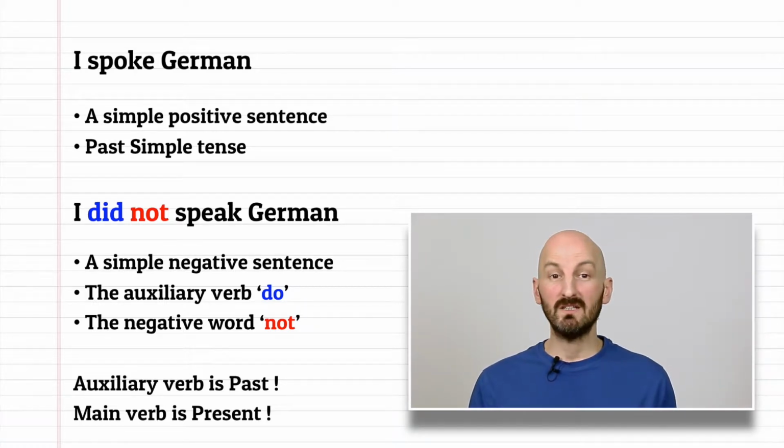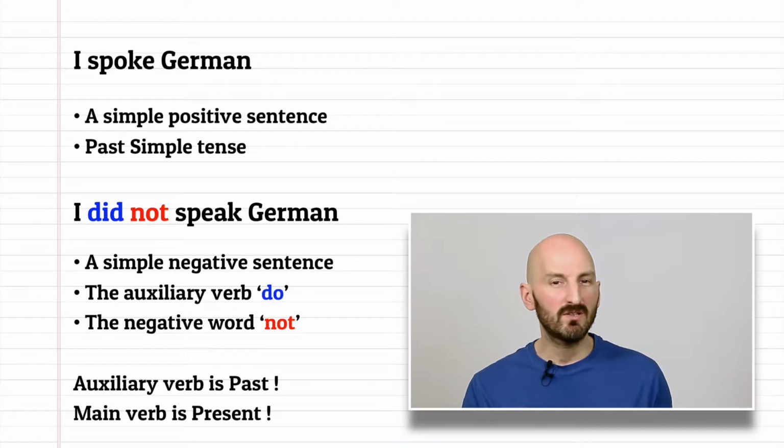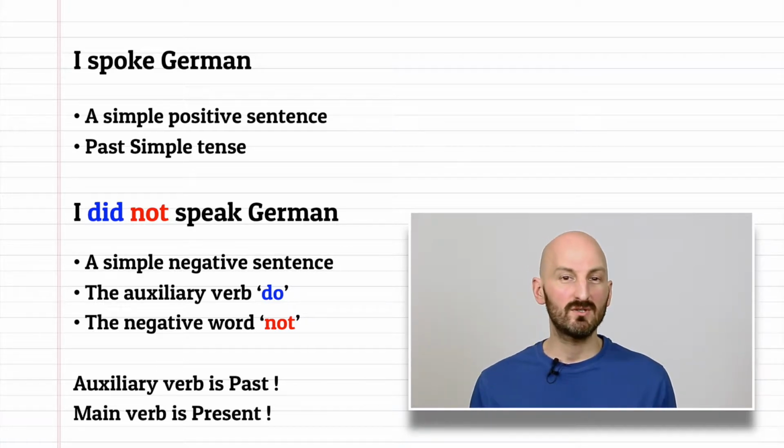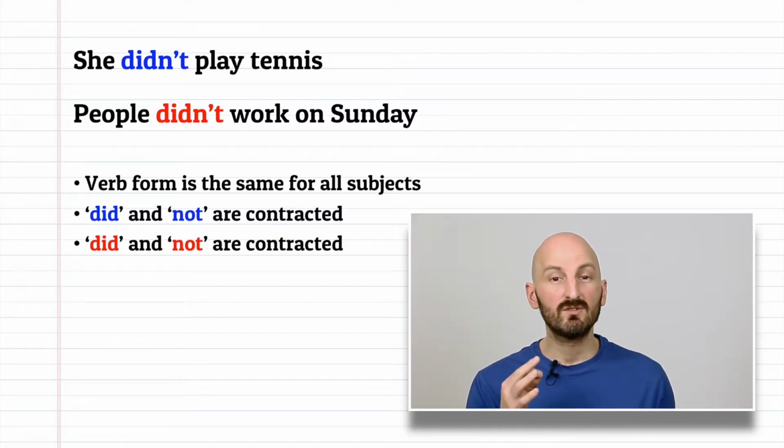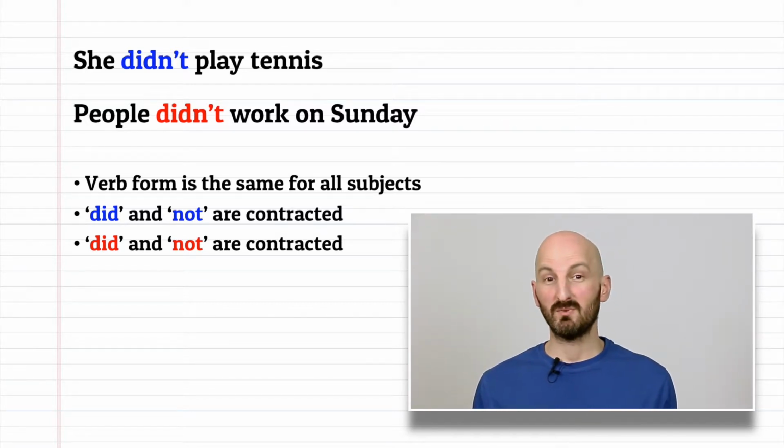I did not speak German. This can be a bit confusing to begin with, but the good news is both verb forms are the same for all subjects. Other examples include she didn't play tennis and people didn't work on Sunday. The contractions of the verb forms are very important as well.